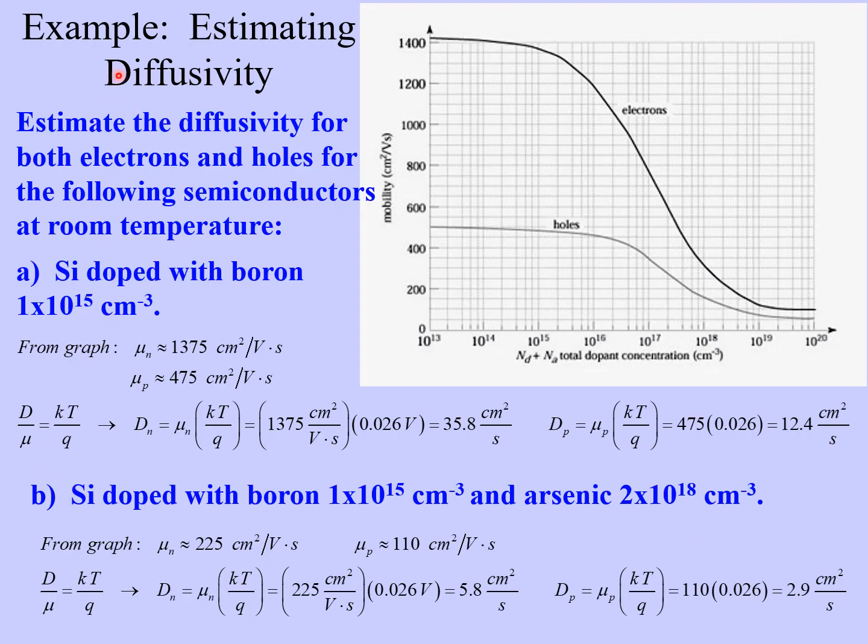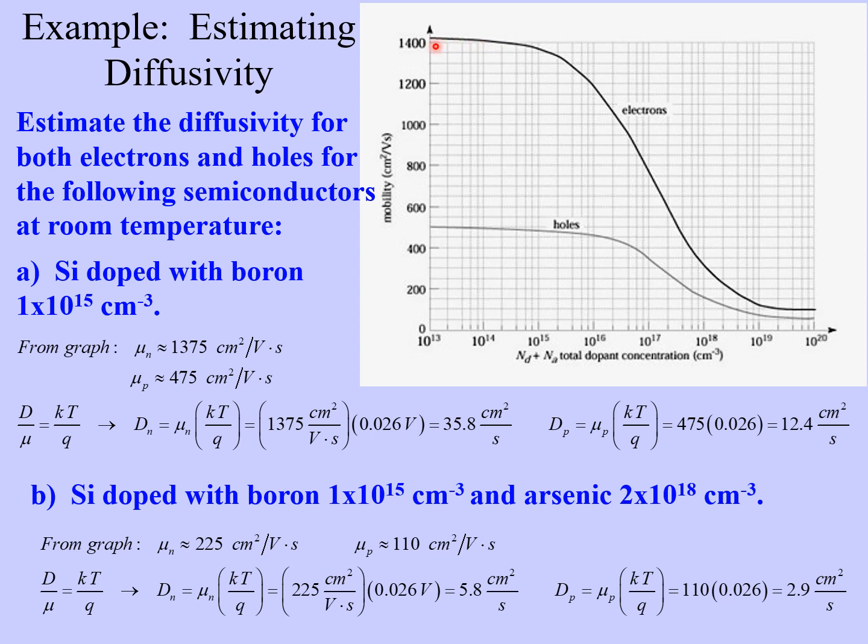So we can estimate diffusivity by finding the mobility from a graph like this. For example, let's say we have silicon doped very lightly with boron at 1 times 10 to the 15. If we look at this graph very carefully, what's plotted down here is the total dopant concentration, and up here is the mobility. We sort of saw a graph like this before.